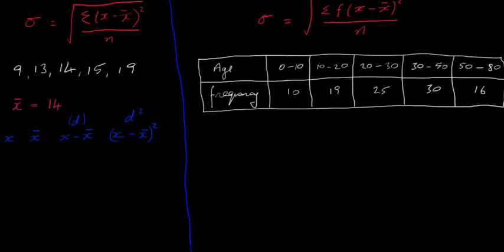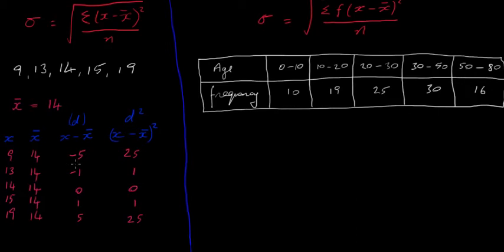Our x's are, let's see, we've got 9, 13, 14, 15, and 19. X bar we know is just the mean, which is 14, 14, 14, 14, and 14. We want to subtract these two now, x minus x bar. So 9 minus 14 is minus 5, and if we square that, we'll get 25. 13 minus 14, minus 1, square that, you get 1. 14 minus 14 is 0, square that, you get 0. 15 minus 14 is 1, square that, you get 1. 19 minus 14 is 5, square that, you get 25.